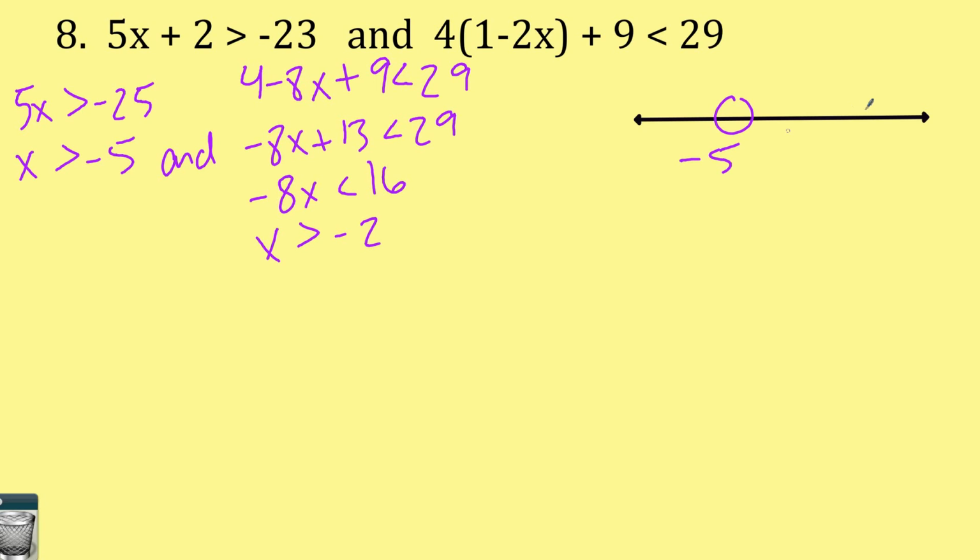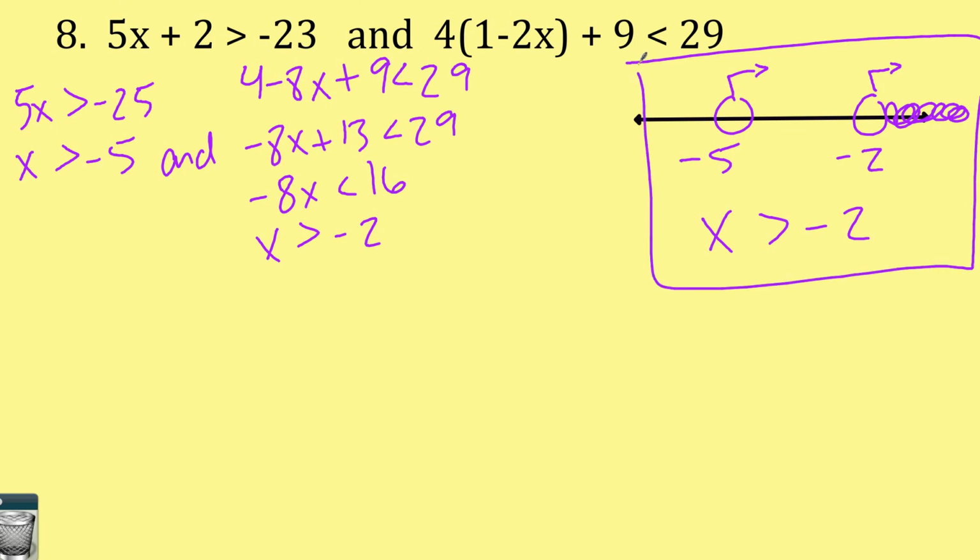So we have negative 5 and negative 2. And it wants the overlap, so we want everything bigger than negative 5 and everything bigger than negative 2. Well, the only way these arrows are going to overlap is over here to the right of negative 2. So our answer is just x is greater than negative 2. Perfect. Done. Keep doing it.